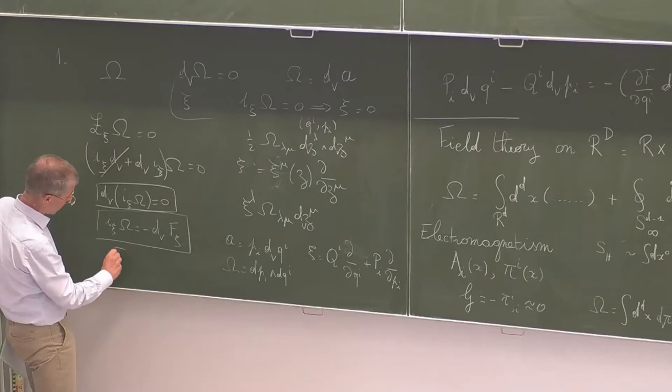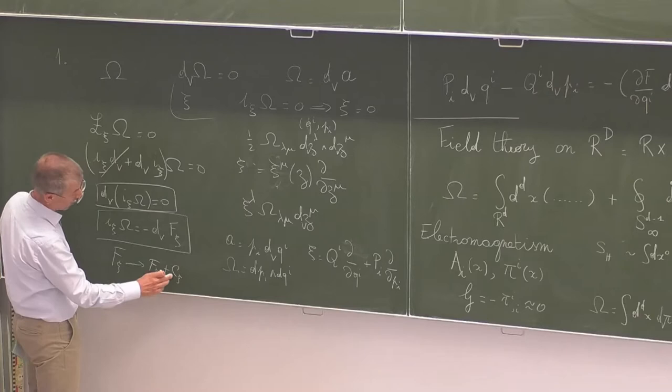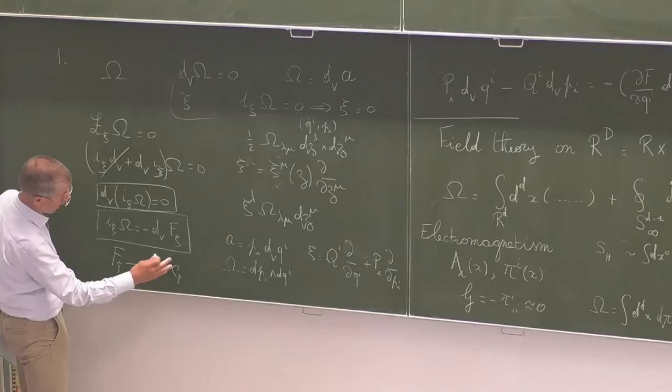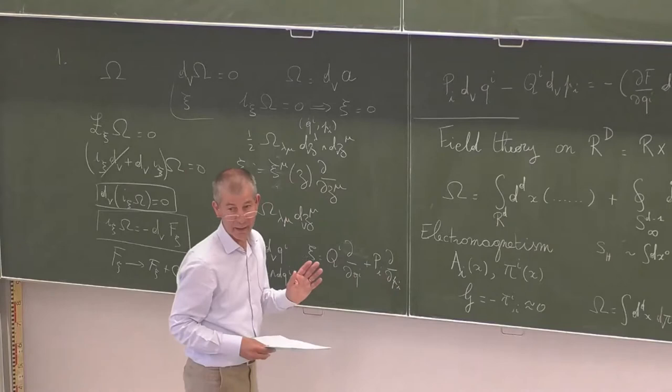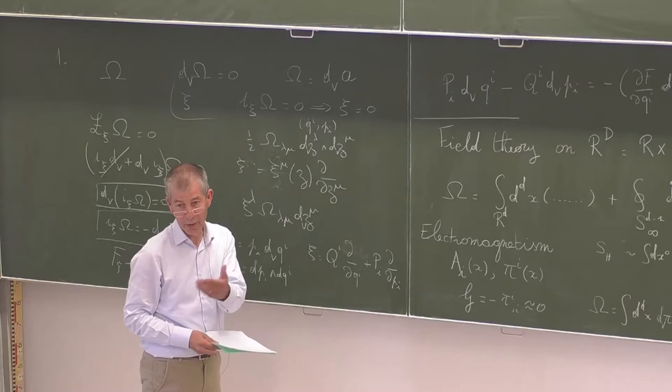So F actually, this is good you mentioned, where this is a constant that you might choose differently for each Xi, is also a good generator. So there's an ambiguity. This is classical mechanics. If I give you a vector field which is Hamiltonian, the corresponding generator is always defined up to a constant.